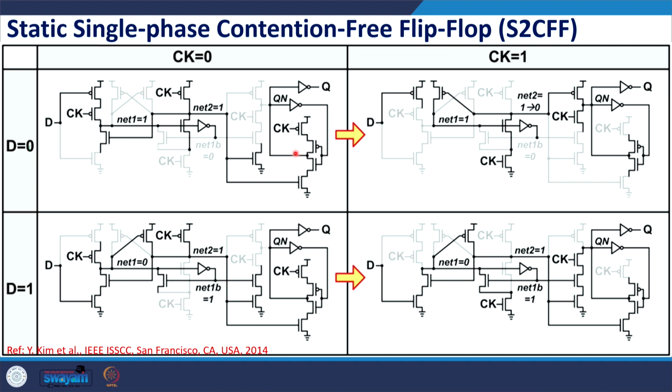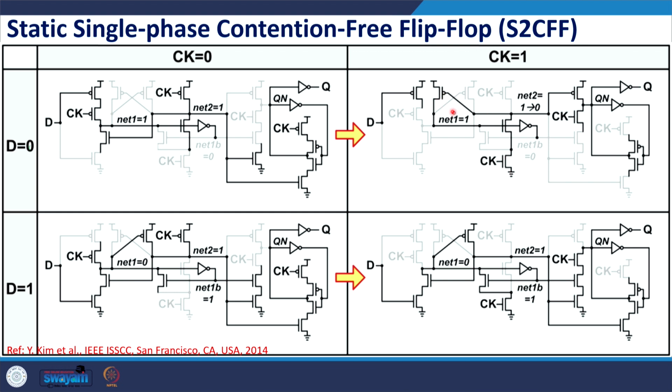So, what happens when clock turns high? D is still 0. So, what would happen? Now, this transistor is off, net 1 is at VDD, net 2 is precharged to VDD initially, but now since this transistor is on, because net 1 is on, this transistor is also now turned on, because clock is now VDD, clock is at logic state 1. So, net 2 is pulled to 0.